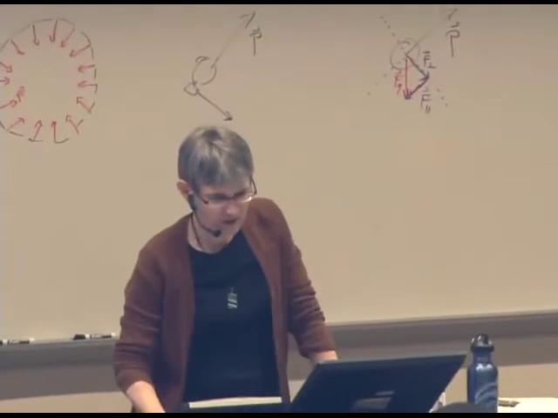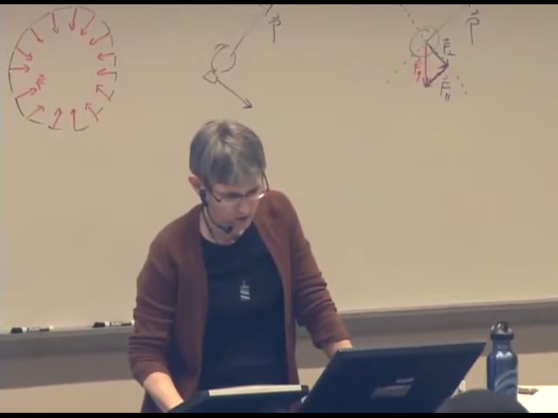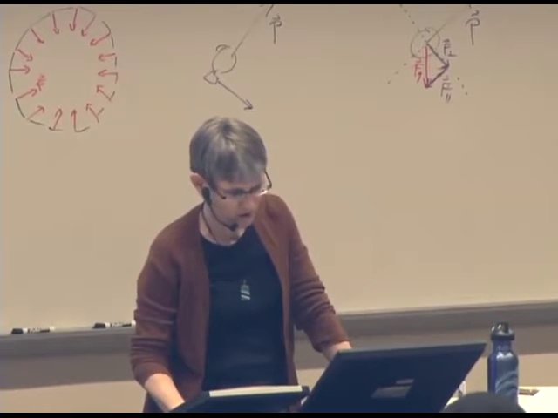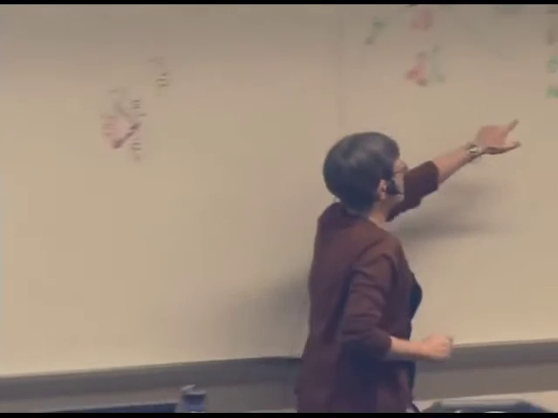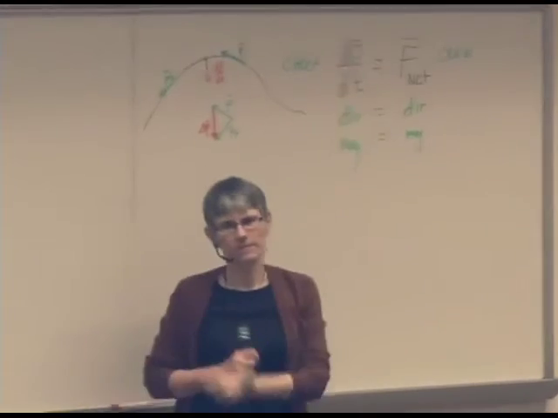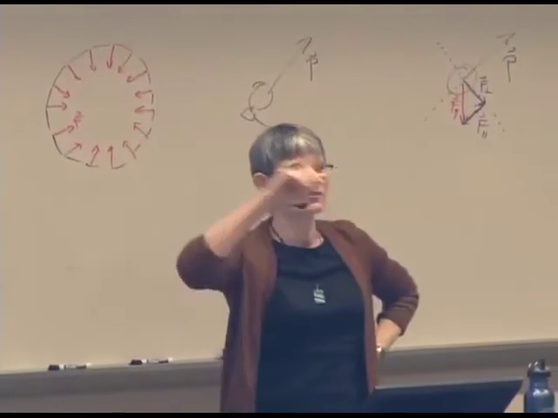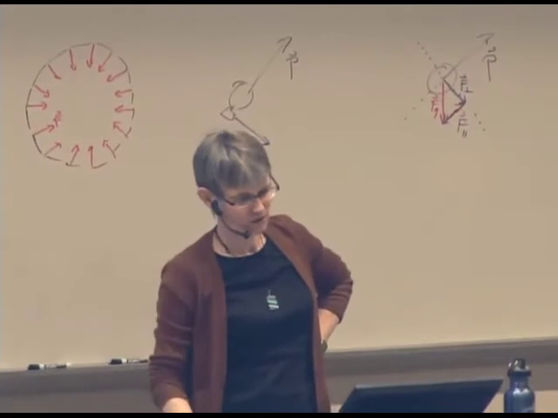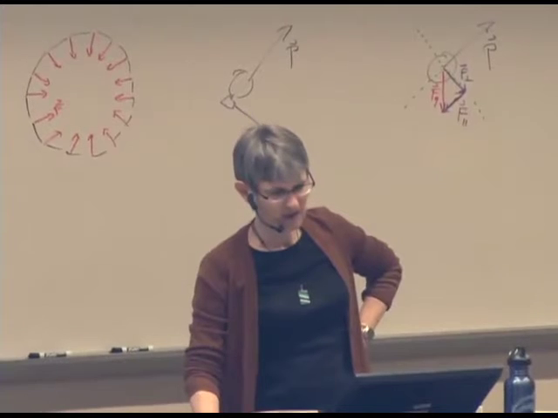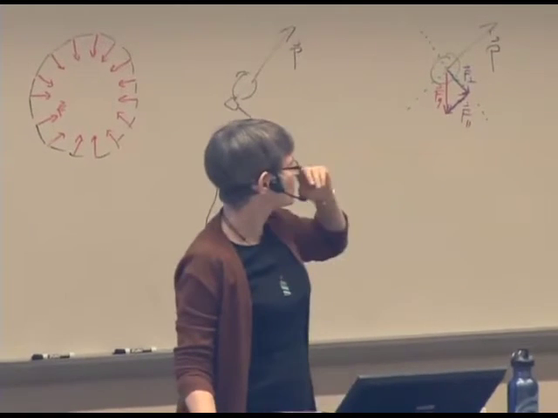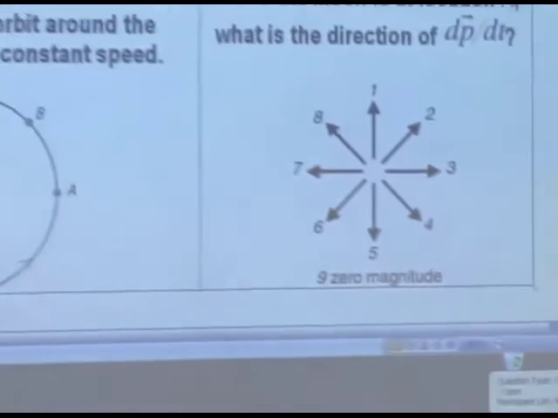Okay, so let's think about the other part of a circular orbit, going in a circle, which is dp dt. So we were thinking about this half. Here's another case of going in a circle. The moon travels around the Earth. The orbit isn't perfectly circular, but it's close. So let's consider location A here. What's the direction of dp dt for the moon at location A?